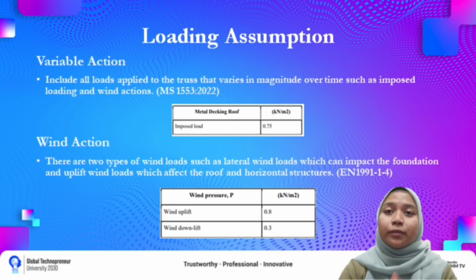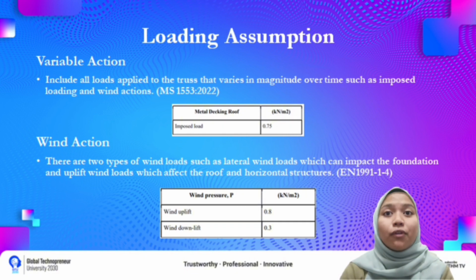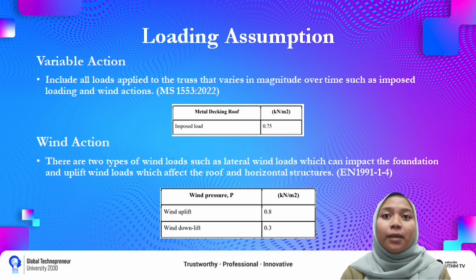For the variable action, it refers to the loads that are not constant and change in magnitude during the life of the steel truss structure. This action can have a significant impact on the design and performance of the truss. The magnitude and distribution of this load can vary depending on the specific application and usage of the structure. So this table shows the imposed load that was used in this project according to Malaysian standard.